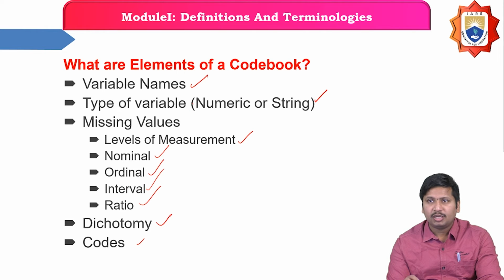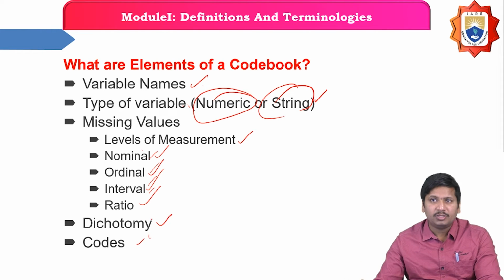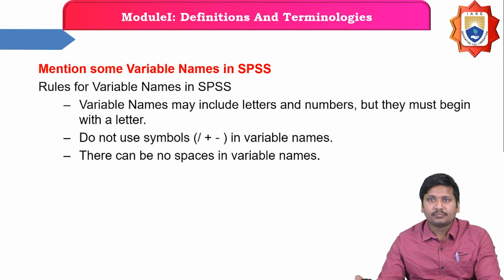So the various elements of the codebook will be: the variable name has to be identified, what type of variable it is, whether numeric or string, and then missing values, and different levels of measurement like nominal, ordinal, interval, ratio scale, and dichotomy, and then code. These are some of the various elements of the codebook here.